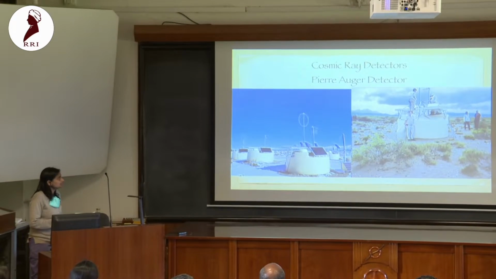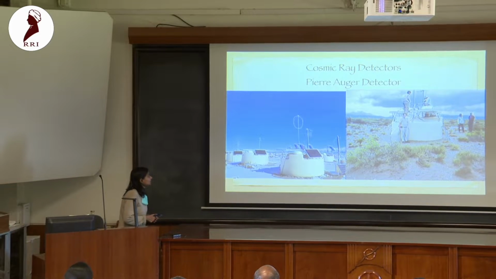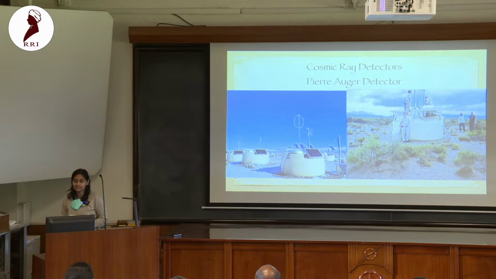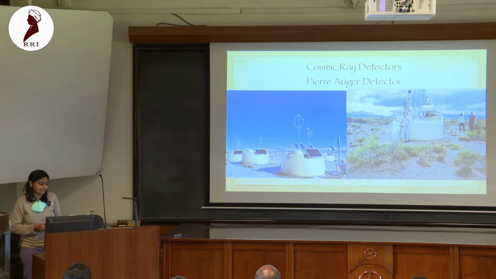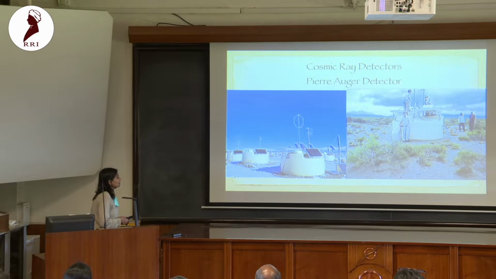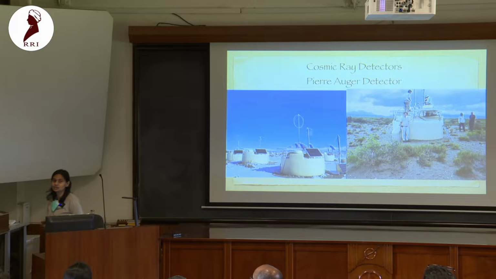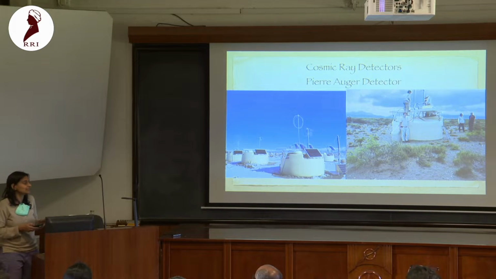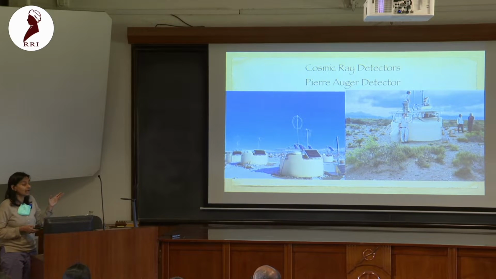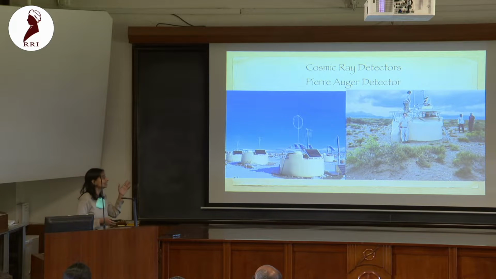This is a picture of how a cosmic ray detector looks in modern days. This is the Pierre Auger detector in Argentina. One of the students from here visited this site. They organize a school in cosmic rays once in 2 years. It is very hard to reach this place. You have to change many flights, it takes many days.